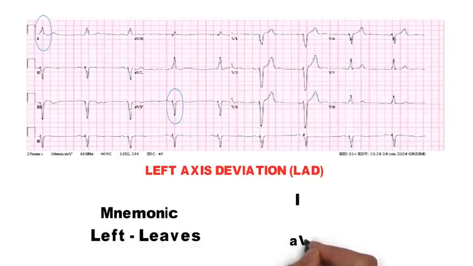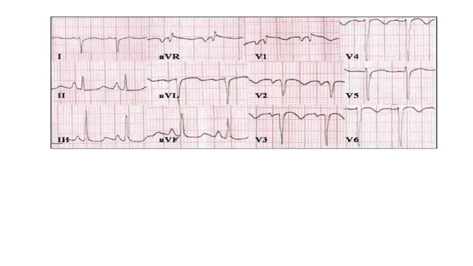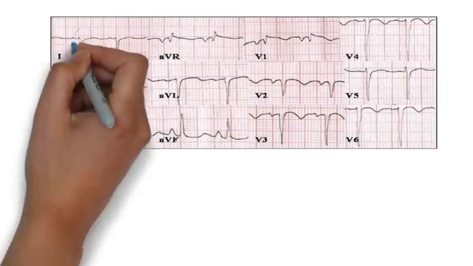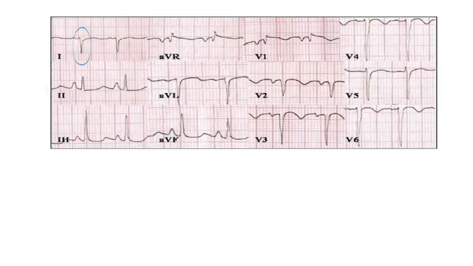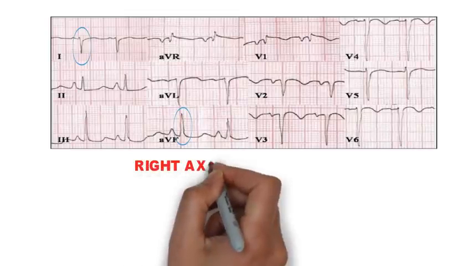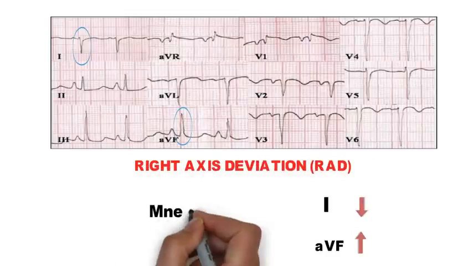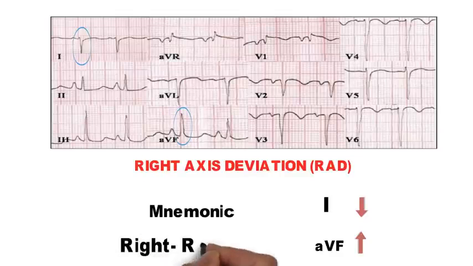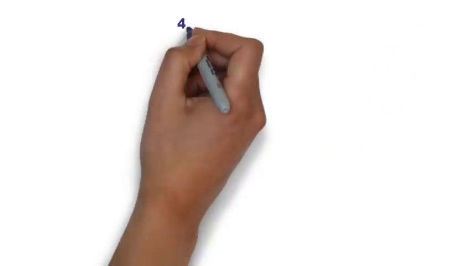where net deflection in lead 1 and AVF are in opposite directions, as if they are leaving. Whereas in this ECG, net QRS is negative in lead 1 and positive in AVF. So this is a right axis deviation, and you can remember this by a mnemonic: right returns.